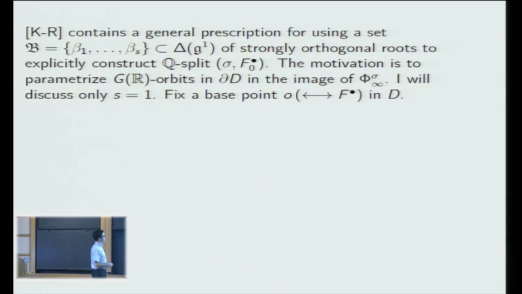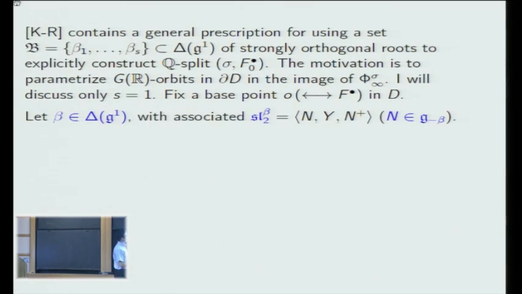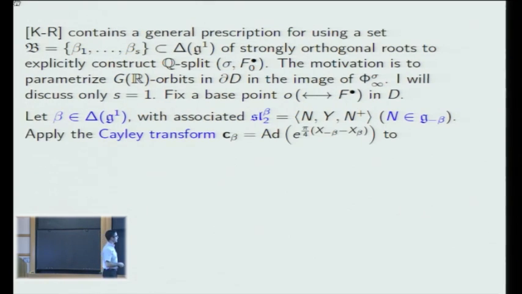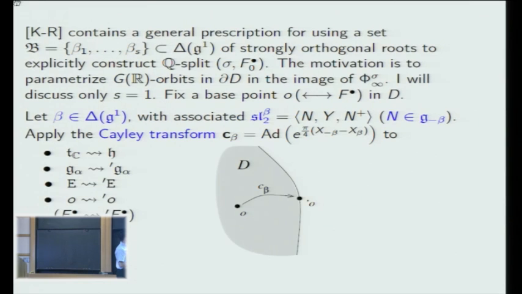But I'm only going to discuss S equals 1, 1b, 1 beta, and I am not going to worry about any of this G_R orbit stuff, at least not in general. So fix a base point o. o will be the same as F dot, but it's useful to have two names for the point. And let beta be in Delta of G1, and let the associated SL2 be this one, where n is in g minus beta. And now I apply the Cayley transform. This was in Colleen's talk in a different form. And here's the picture of what the Cayley transform does. I have a point in the interior of the domain, and C beta takes it to the boundary of the domain, so it does this, but it also does this stuff.